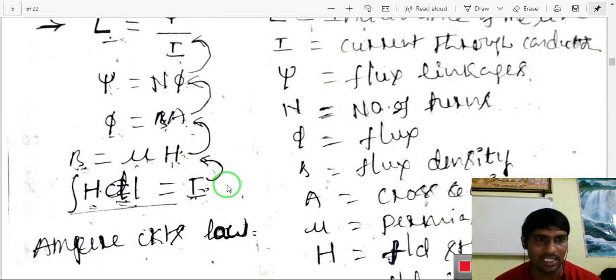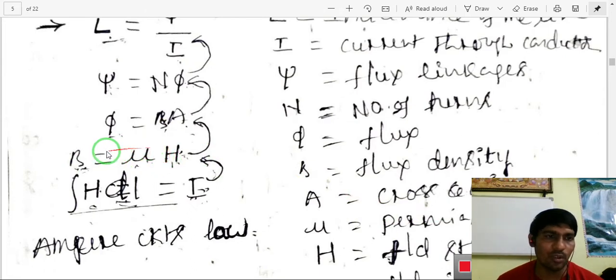For that, we know the basic formula for field intensity or field strength, Ampere's circuital law: integral H dot dl equal to I. If you calculate the field strength, from that you can find the flux density B, where B equal to mu into H, where mu equals permeability and H equals field strength or field intensity.